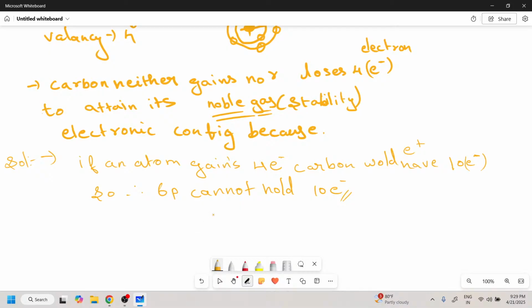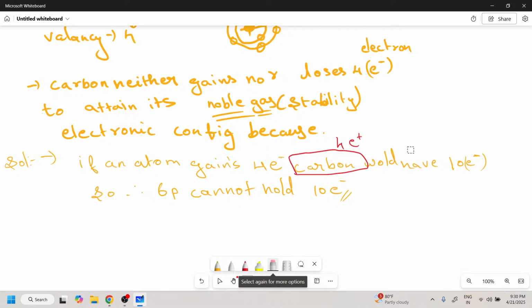So when the carbon gains 4 electrons, it's telling that it will get 10 electrons, because 6 plus 4 is 10. Don't think that I don't know math. Okay, 6 plus 4 is equal to 10, sorry. So what do you think happens when carbon loses 4 electrons?